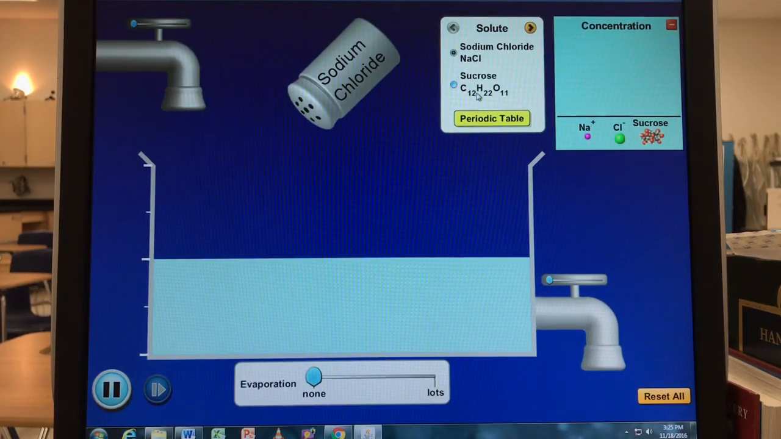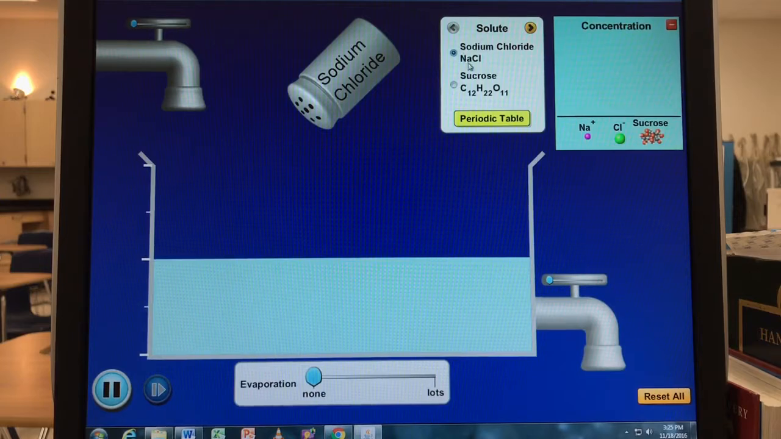Based on the formula, what type of bonding would NaCl have? So sodium, hopefully you remember, is a metal because it's to the left of the stair step, and chlorine is a non-metal because it's to the right of the stair step. And when you put a metal and a non-metal together, you get ionic bonding. So this would have ionic.